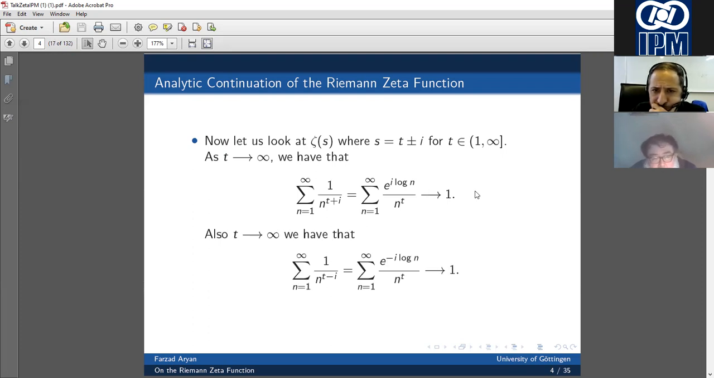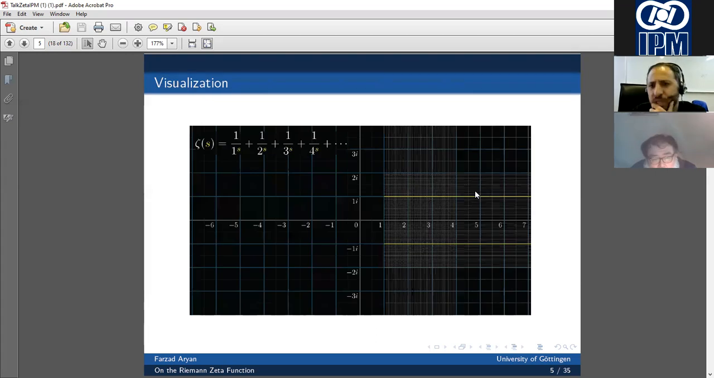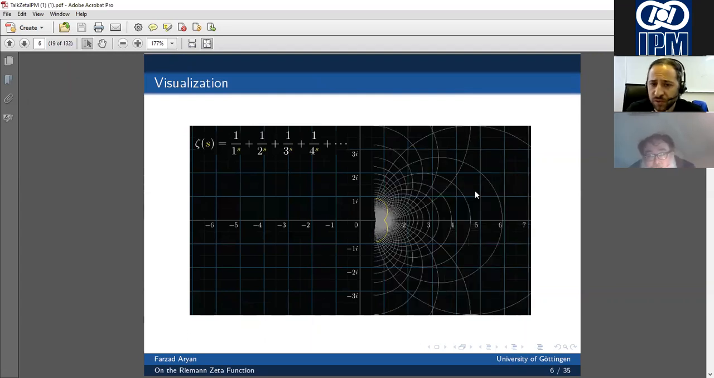And I have a picture to show you. These two yellow lines indicate the lines that I was talking about, the imaginary part being equal to +i and -i. And the rest of the green is less highlighted. But let's see what the zeta function, the formal definition, does to these lines. It goes to the yellow line, you can see it from here, goes to something like this.